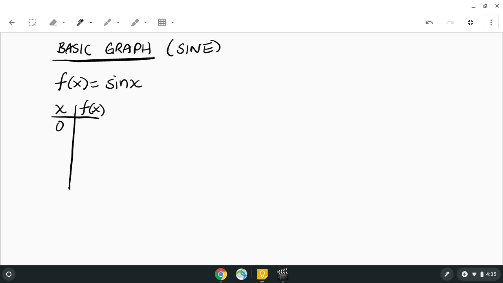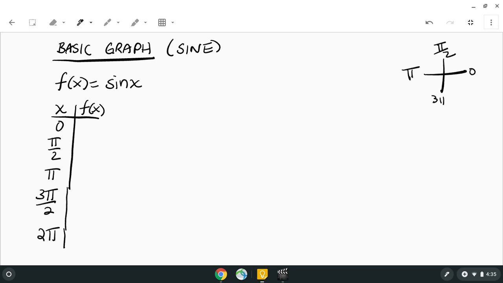and I'm just going to go ahead and take the quadrantal angles. So when x is 0, when x is 90 degrees, or pi over 2, pi, 3 pi over 2, and then back full circle at 2 pi. These are the ones that were on your chart that you had to memorize. Here, I'm just going to draw this off to the side. All I did was take the quadrantal angles.